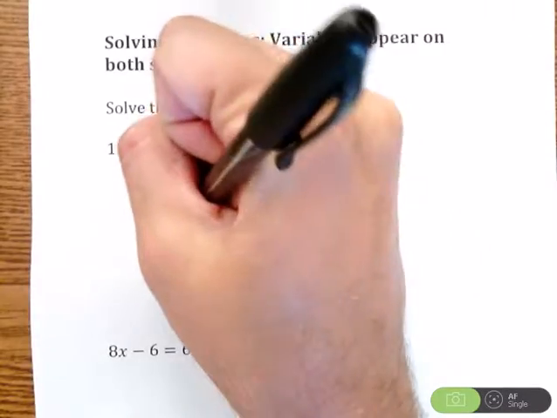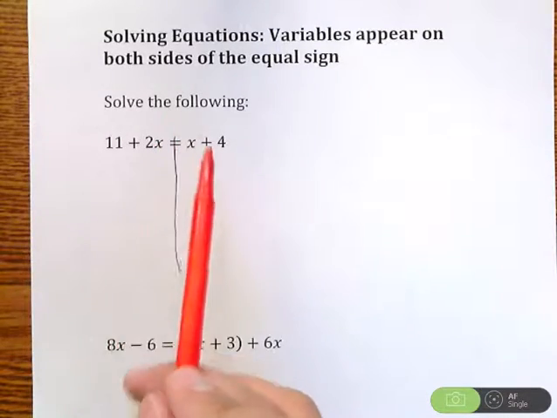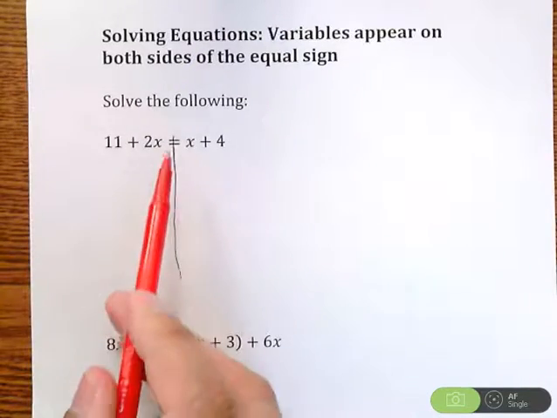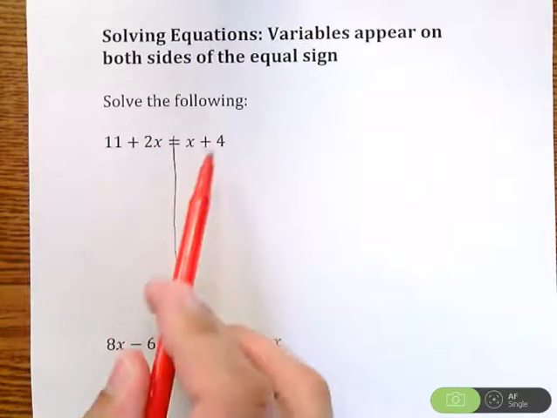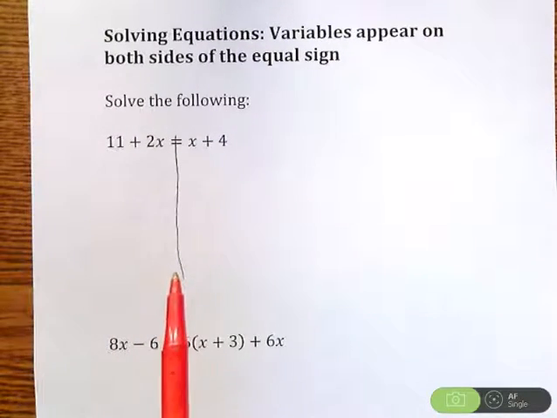Whenever that happens, that's fine. We would just like to get all of our variables together, so either get them all on the left or get them all on the right. It doesn't matter. We can move this 2x to the right side or we can move this x to the left side. Whichever way you go, you'll still end up with the correct final answer as long as all the math along the way is correct. But I would like to get these all together.